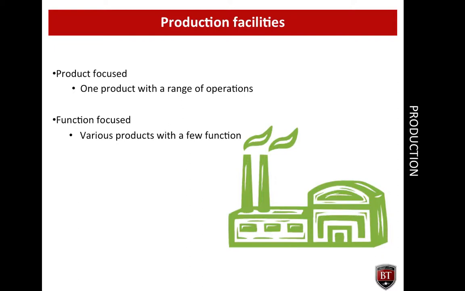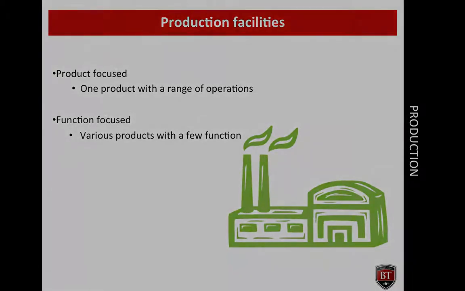An example of a product-focused production facility would be an automobile manufacturing plant. This type of organization would make automobiles and would need various processes to make the vehicles. An example of a function-focused company would be the supplier of a plastic part that may go to the automobile. This supplier would only make plastic parts, but can manufacture for various industries, not just for cars.